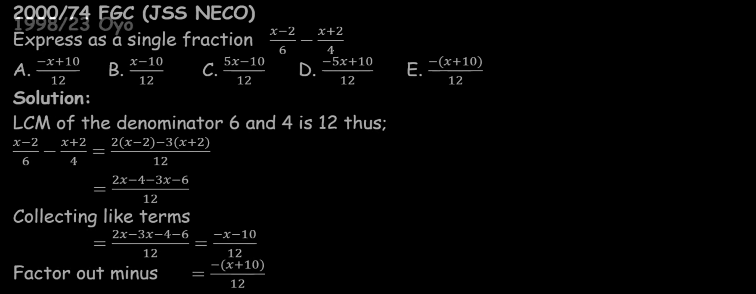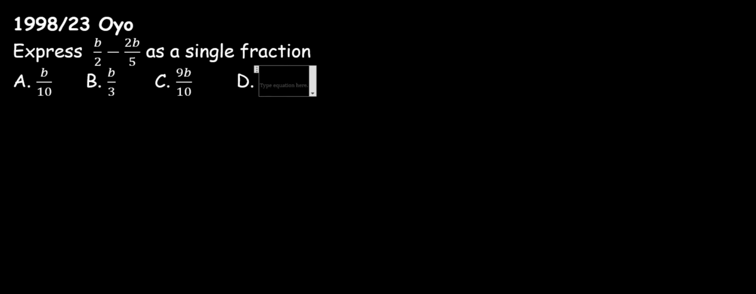Another example. Express b divided by 2 minus 2b divided by 5 as a single fraction. The options are given. A, b over 10. B, b over 3. C, 9b over 10. D, minus b over 3. E, minus b over 10.